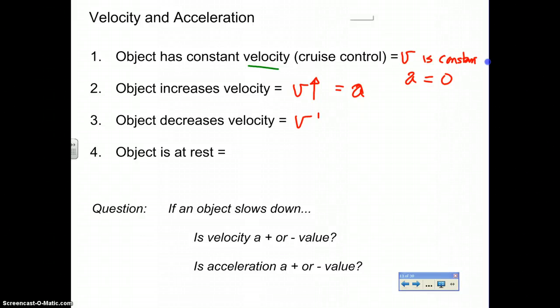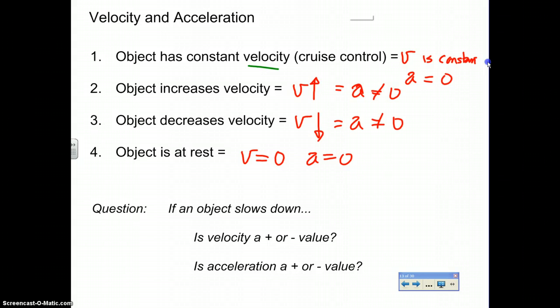What about a decrease in velocity? Well, that's also acceleration. Your acceleration is not 0 in either one of these cases. What about an object at rest? Now your velocity is 0, which means your acceleration is also going to be 0. So, think about this question again.